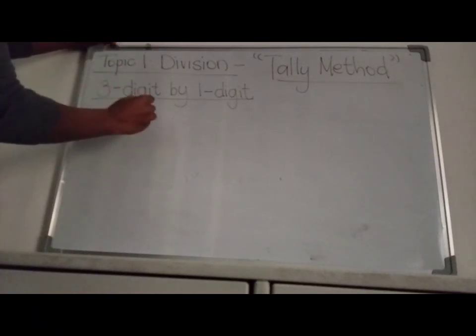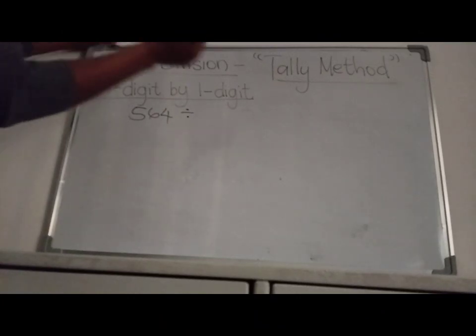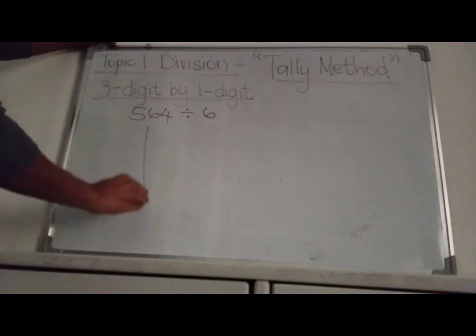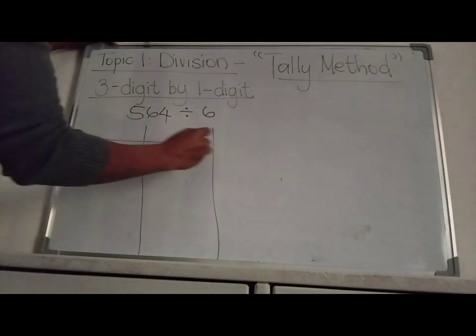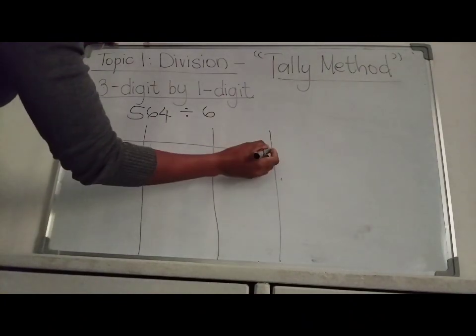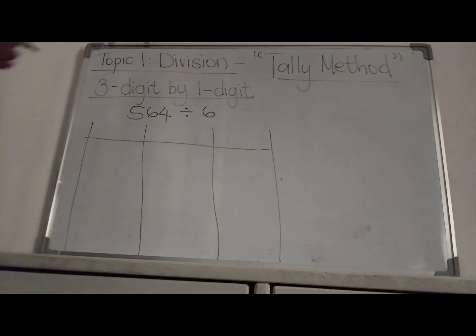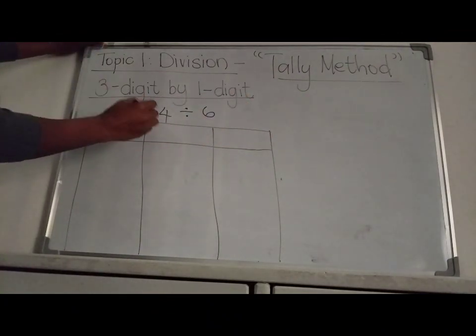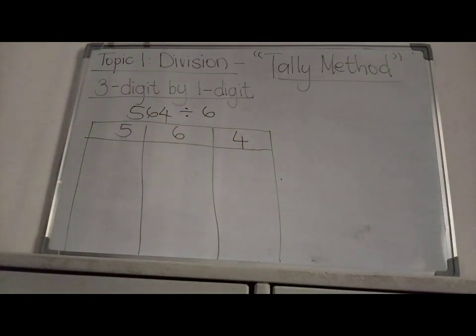So masithi 564 divided by 6, ne? Now I'm going to have the columns up, ne? I'm going to have 3 columns because I'm working with a 3-digit number, ne? 1 column for 5, 1 column for 6, and another column for 4, ne?